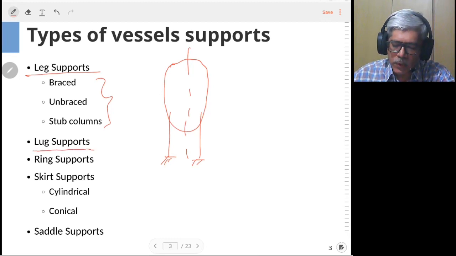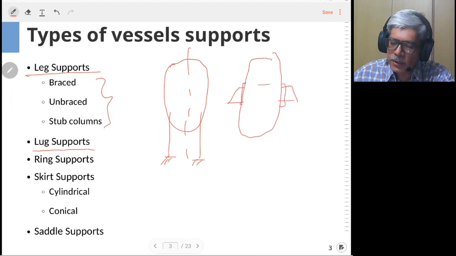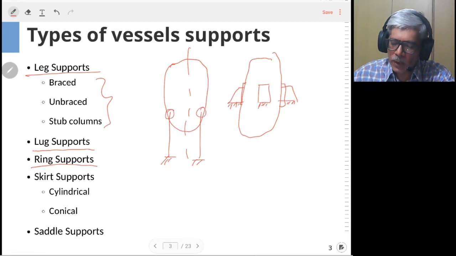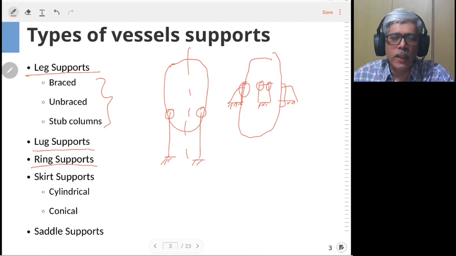The second is lug supports. In contrast to the leg supports, the lug supports are much shorter in length. So you have certain support brackets which are attached to the vessel, and the vessel is supported at the bottom of these brackets. They are called lugs. We'll see some cases of lug supports. In case of leg and lug supports, local stresses get generated because of the localized nature of the supports.